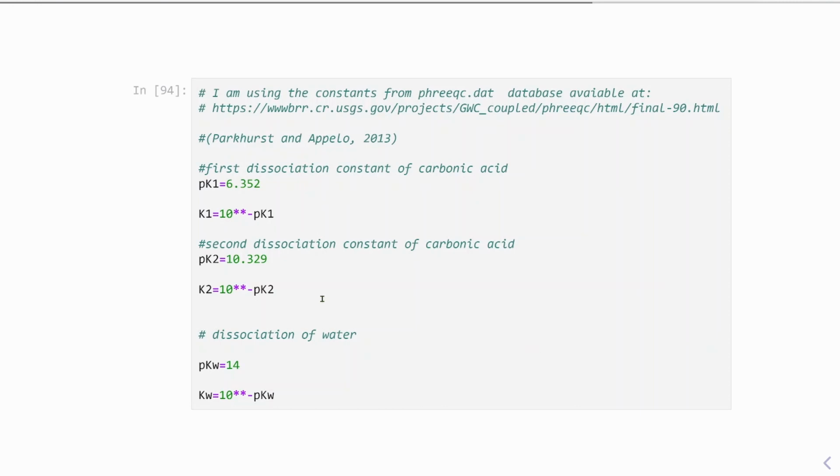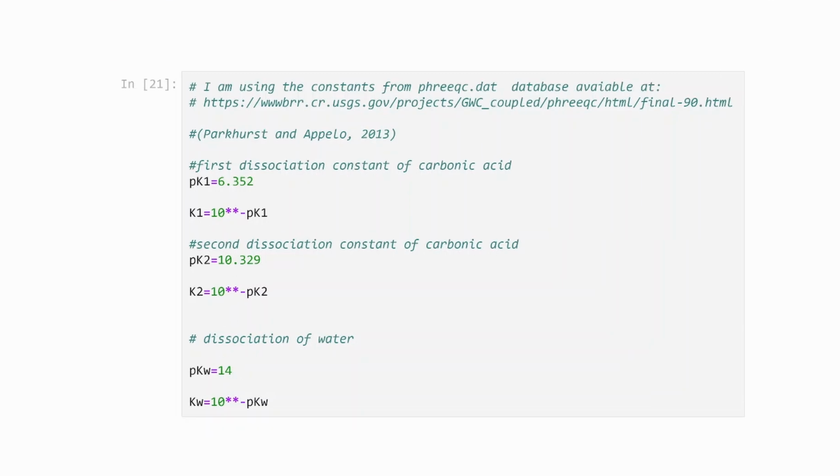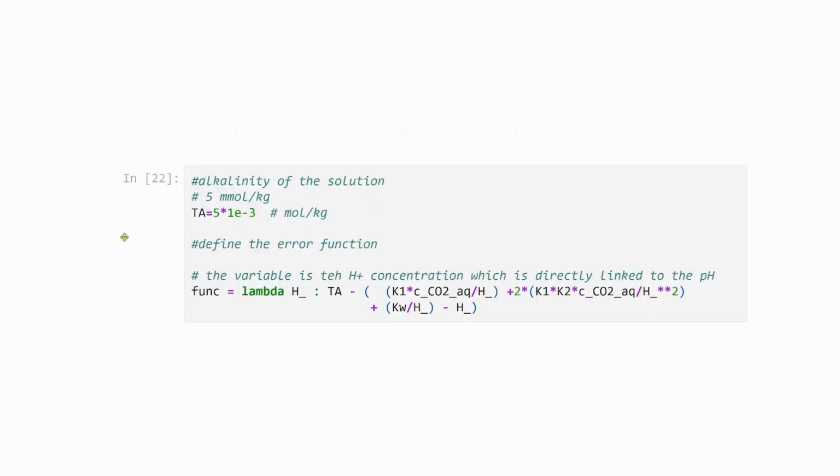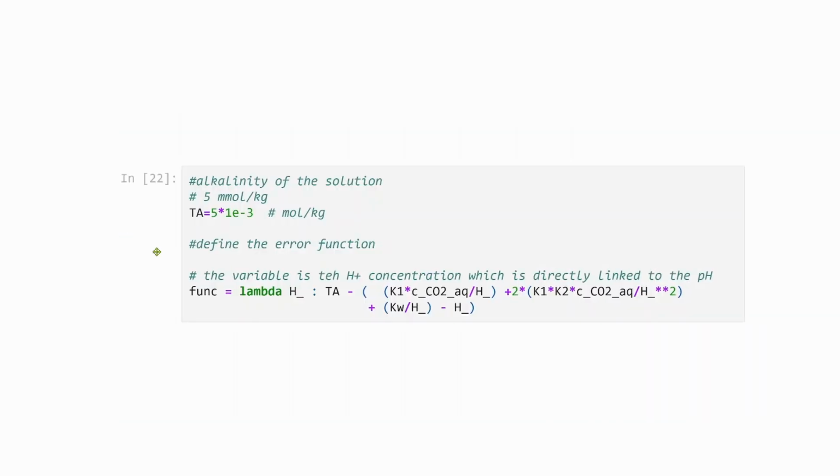And then we need to feed the program, of course, with the dissociation constants of the carbonic acid and of the water. I copied those constants from the pCO2 database. So actually using for the 0 ionic strength case the same constants that pCO2 is also using. Here the pK values, and then I converted them to the constants. So in the next step I defined for which alkalinity I want to calculate the pH.